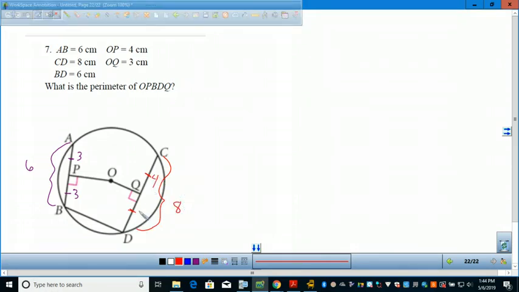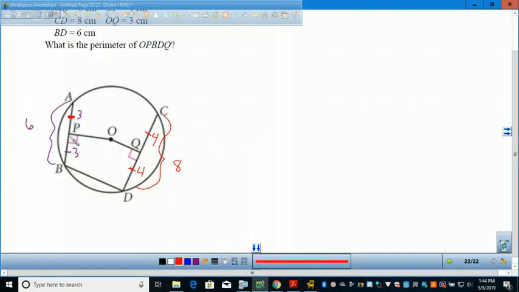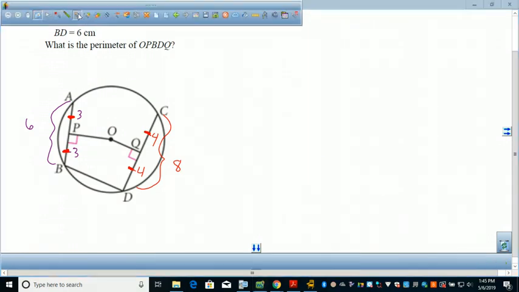Okay, if you are stuck, the radius is a perpendicular bisector, so you need to put tick marks. There's a tick mark here and a tick mark here. And there's a tick mark here and a tick mark here. So break it down to 3 and 3 and 4 and 4, and then keep going from there. Is the answer 27?